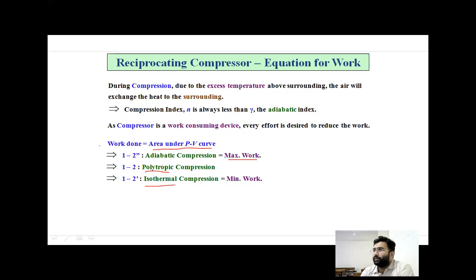Please write this down, this is very important. Work done is equal to the area under the PV curve, and write 1 to 2 dash. Whatever notation you have given, use that one. If you showed adiabatic as 1 to 2 dash in the earlier diagram, write it that way. Don't copy mine as it is.